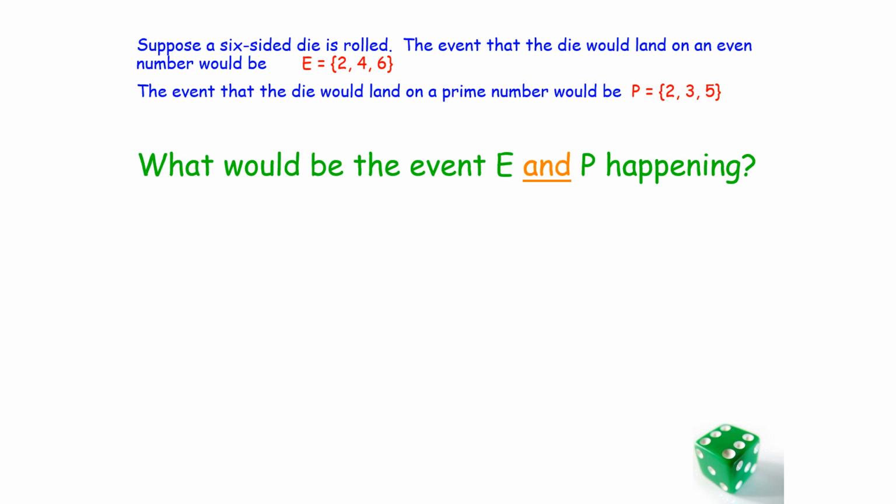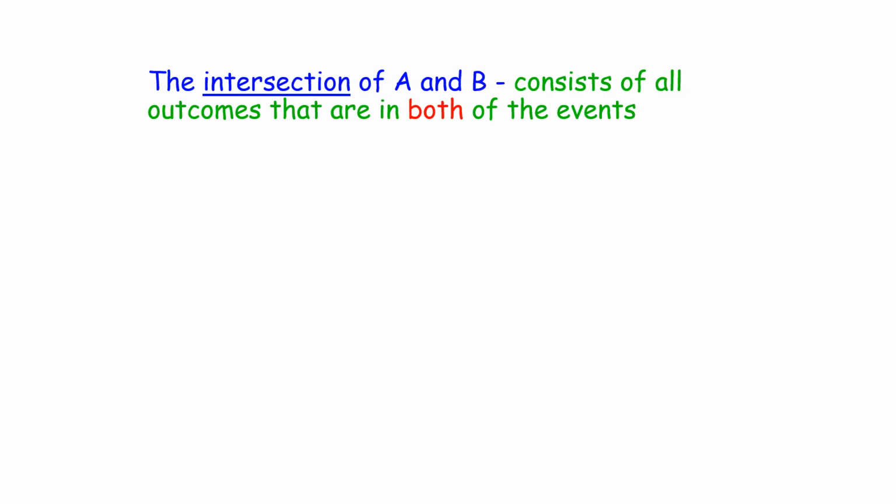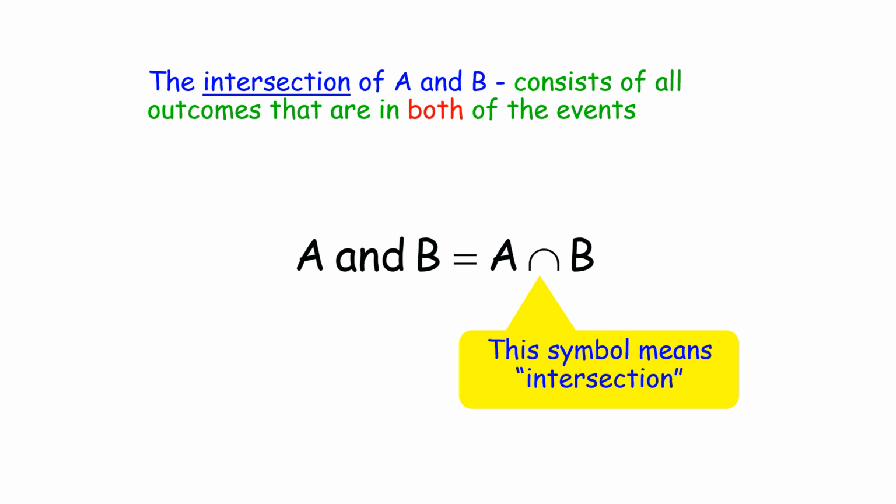So let's take the same situation. What would be the event of E and P happening? Well, it'd only be the number 2. This is an example of the intersection of two events. The intersection of A and B consists of all of the outcomes that are in both of the events. So we'd write A and B, or A in a little rainbow, B. That little rainbow arc symbol means intersection.